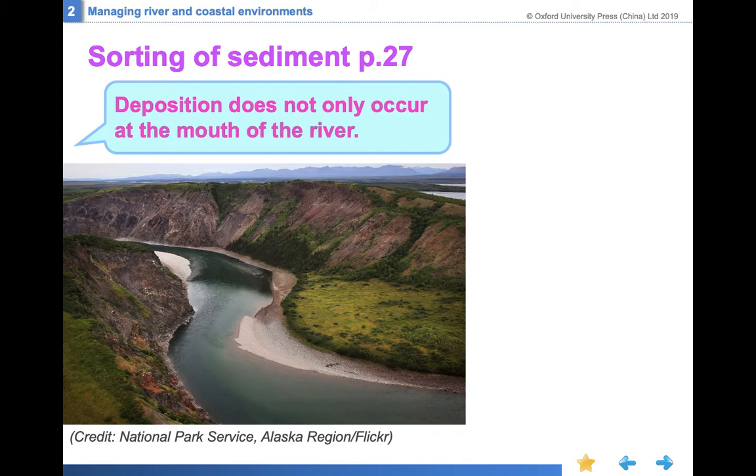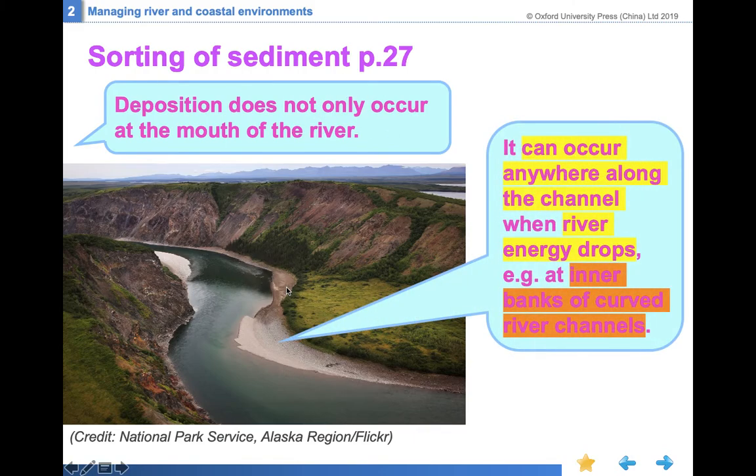One thing you need to pay attention to is that deposition does not only occur at the mouth of the river. It will also happen anywhere as long as the river energy drops. For example, here, the inner banks of the curved river channel. Here is where the energy reduces, so the sediments could deposit here.